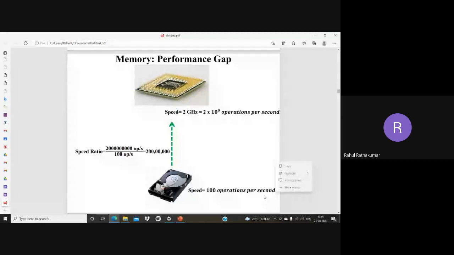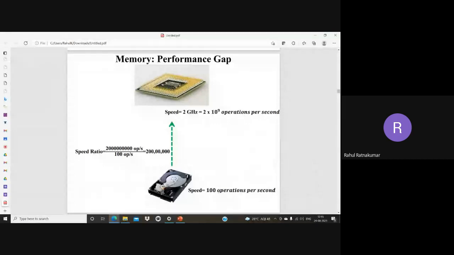So that means we can say 1 second is, I'm just considering, 1,000 milliseconds. So 100 by 1,000 means 1 by 10. Right, so it takes 10 milliseconds around. It is actually a faster version, I'm saying. But here in 1 second, only 100 operations are done in a magnetic storage.